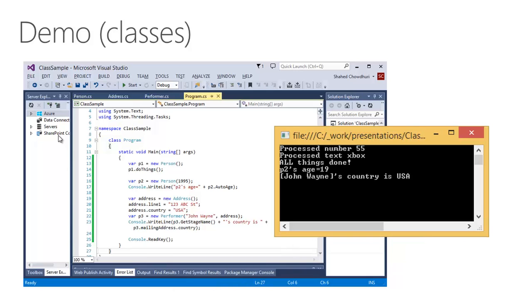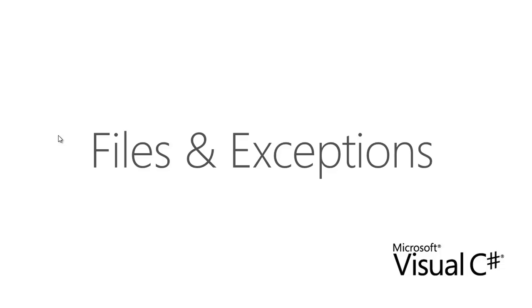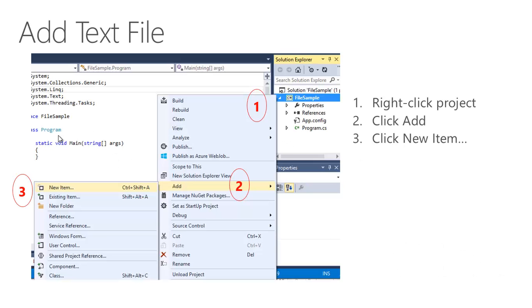Now that we've completed a demo of classes in C#, let's take a look at files and exceptions. To add a new text file that we're going to read from our program, you can right-click on your project and then click Add in the menu. Finally, click New Item, which should launch a dialog box where you can choose what you're going to add.